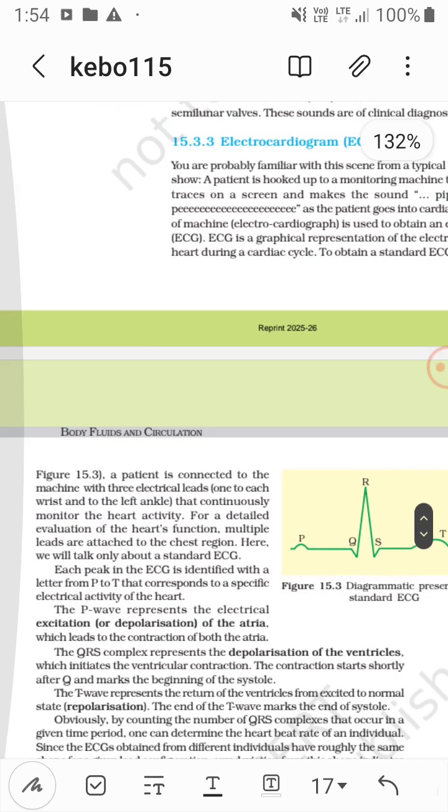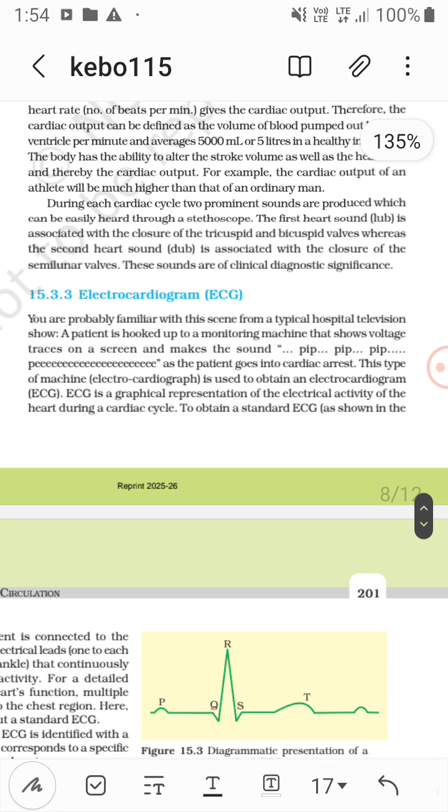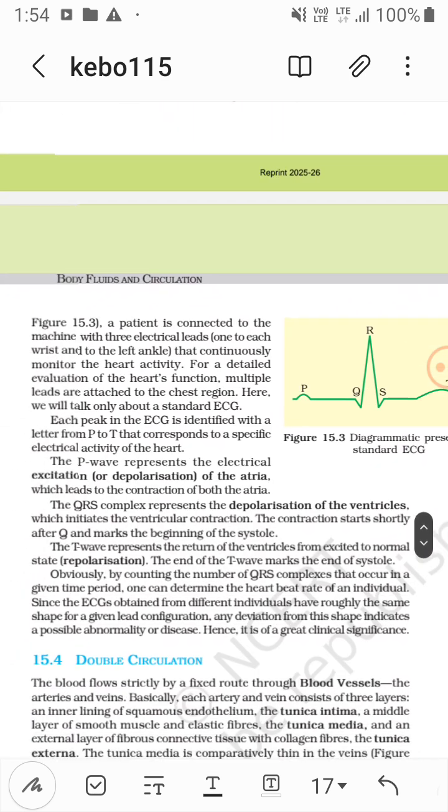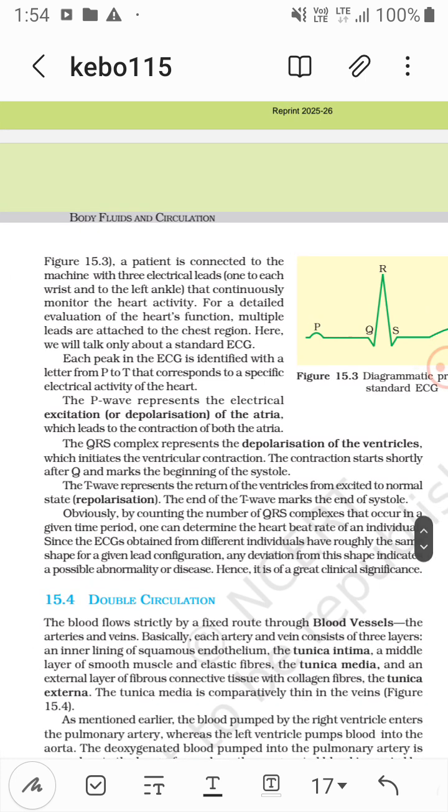Now the ECG. This machine is the electrocardiograph, which is used to obtain an electrocardiogram, which is a graphical representation. In a standard ECG there are the letters P, Q, R, S, T, and each peak in the ECG identifies the activity of the heart.